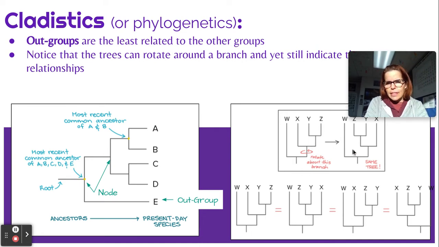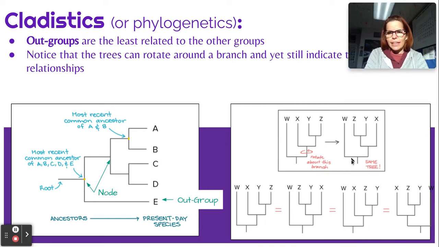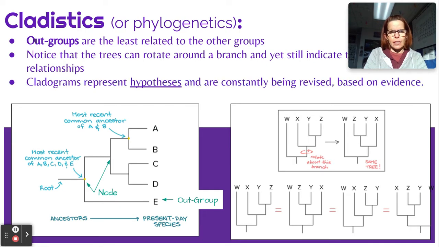So take a look at this cladogram. Get my picture out of the way here. Notice the cladogram on the left and the cladogram on the right. The Z, Y, and X have flip-flopped, but it's still showing exactly the same relationship. So you can rotate and it doesn't affect anything. Cladograms, and we call those nodes. Sorry, I just want to point that out. The point where they branch, this right here is the node, and that's what can rotate.